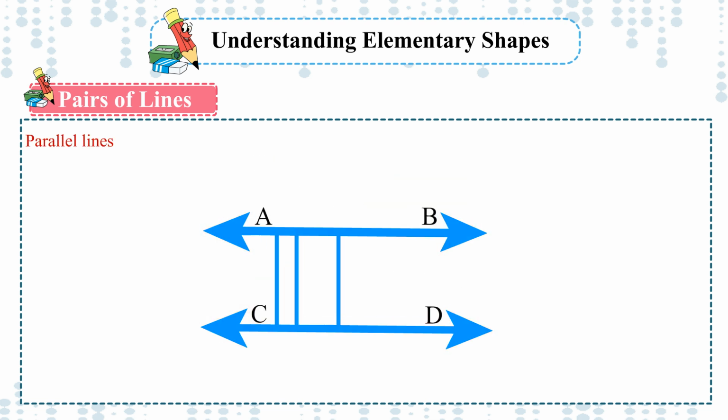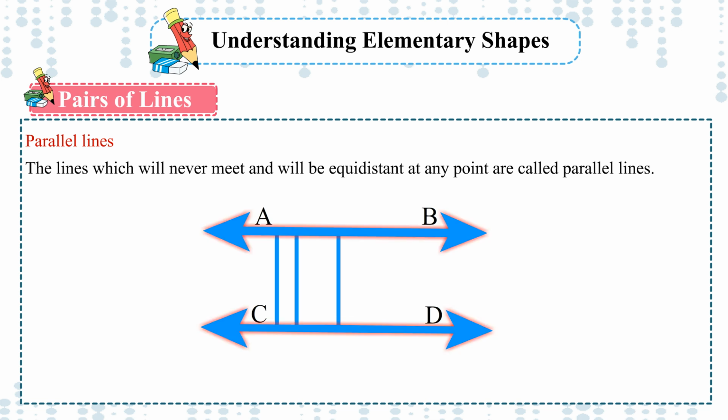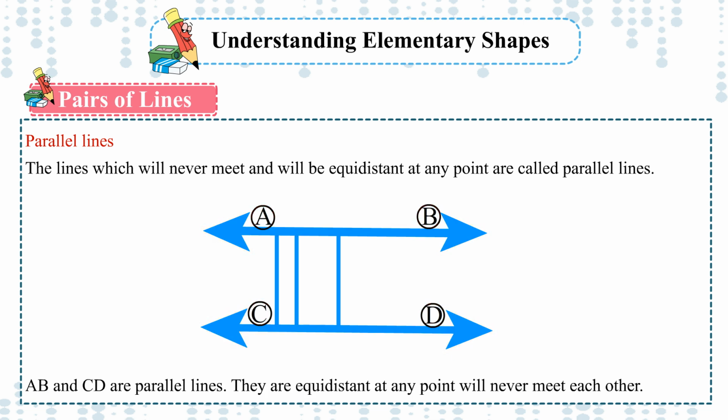Parallel lines. The lines which will never meet and will be equidistant at any point are called parallel lines. AB and CD are parallel lines. They are equidistant at any point and will never meet each other.